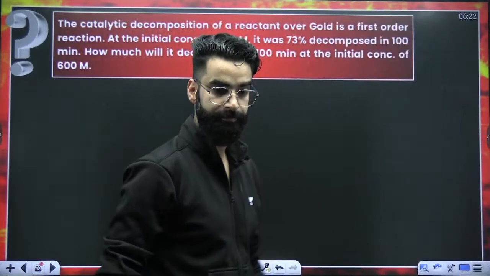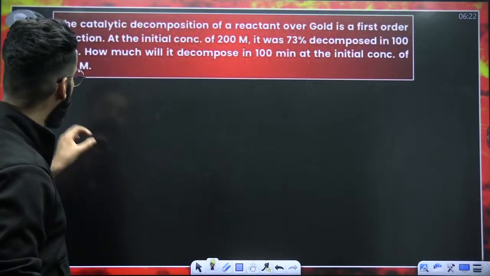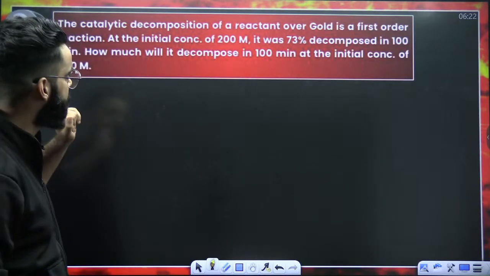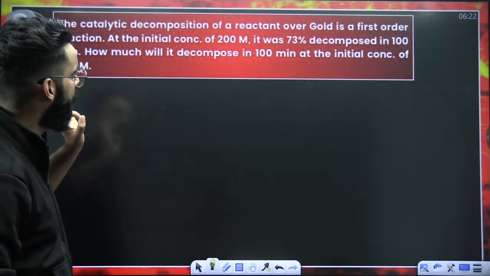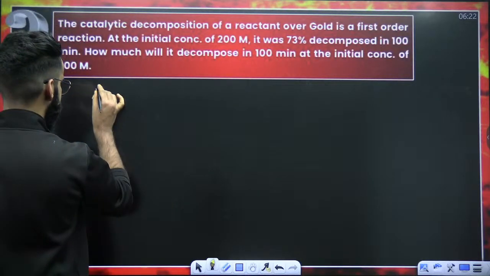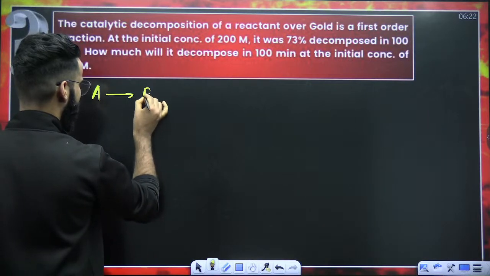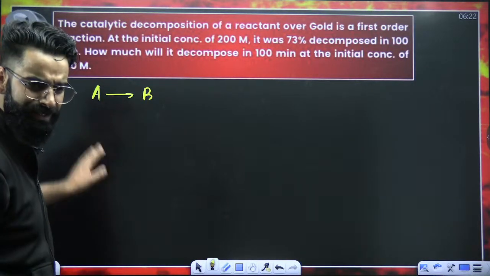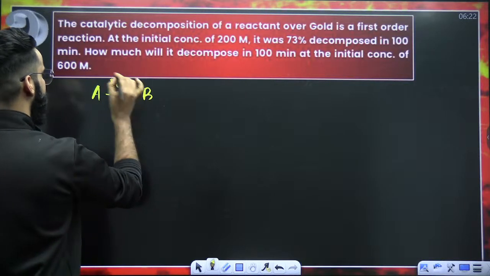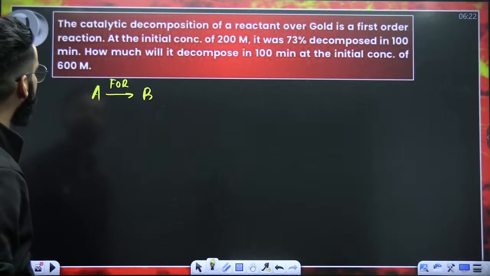Read the question carefully. The question is the catalytic decomposition of a reactant over gold. It is a first order reaction. So for example, you have a reaction like this, A gives B. Let me not write the exact reaction, leave that aside. Let's say the reaction is A gives B, and it's following first order kinetics.